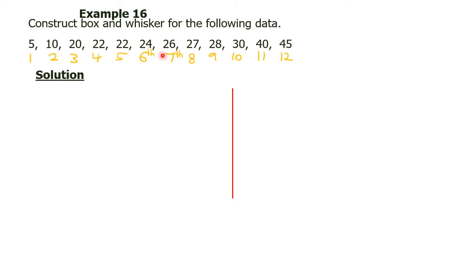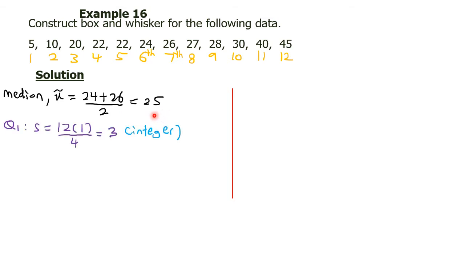Before we find out the median, I put the numbering, so we know which observation we need to look at when we find the median and also the quartile. For the median, n is 12, so the median position will be 6. Since 12 is even, to find the median you have to find the average between the 6th and 7th observation, which is 24 plus 26 over 2, that is 25.